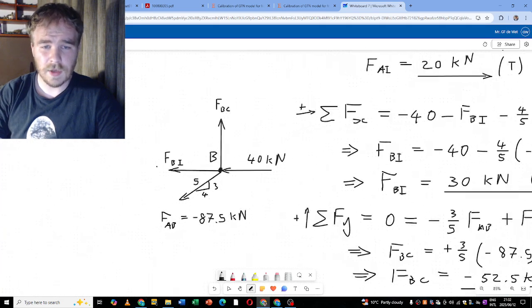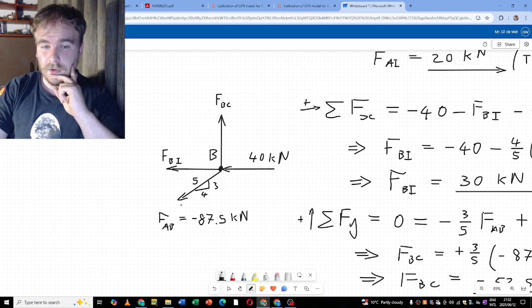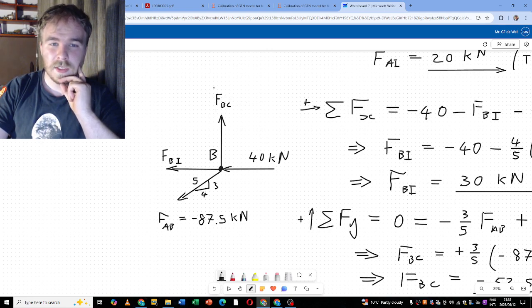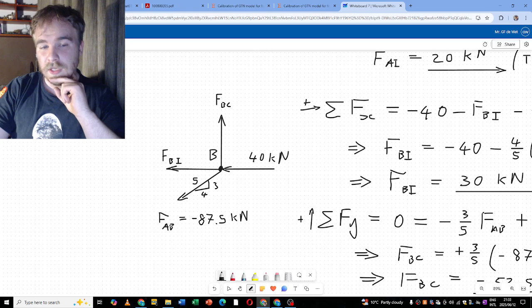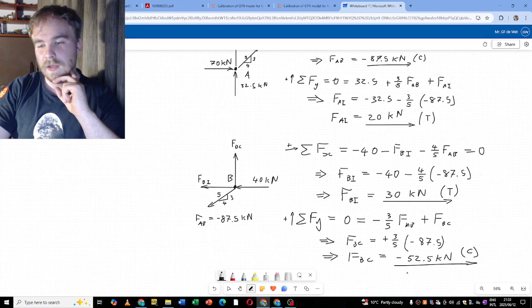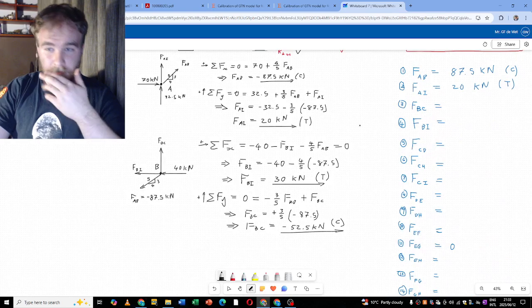Okay, let's quickly go check if that all makes sense. We have FAB, which is pulling down, but we know that the sign is wrong, so it's actually pushing up. But FBC is also pushing up, so its sign must be wrong. So it needs to be in the negative direction, in compression, but it needs to be smaller than 87.5 because FAB does not entirely pull in the y direction. So we get a smaller compression value than 87.5, so that makes sense to me.